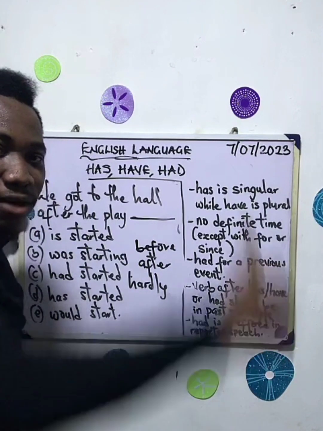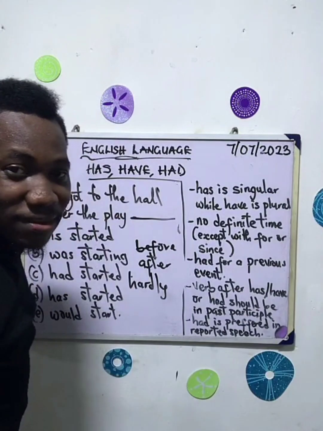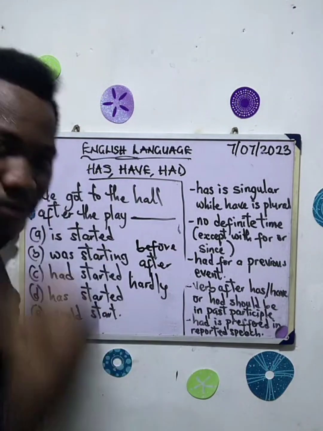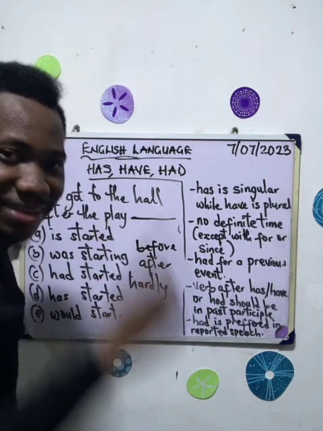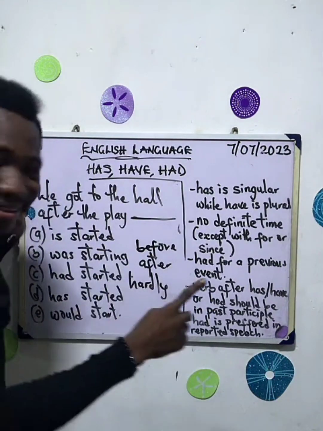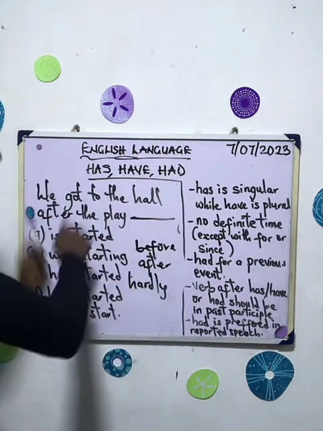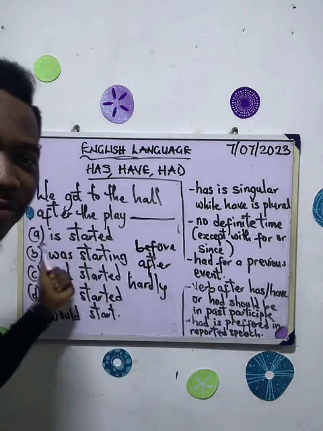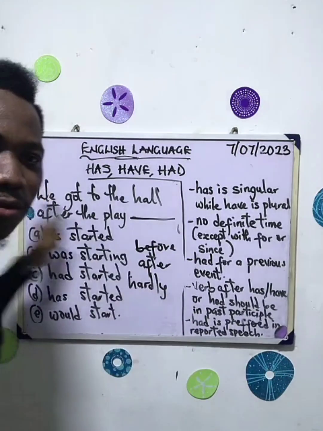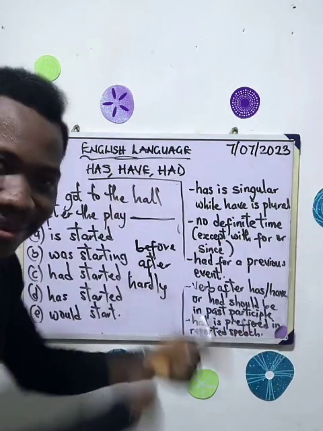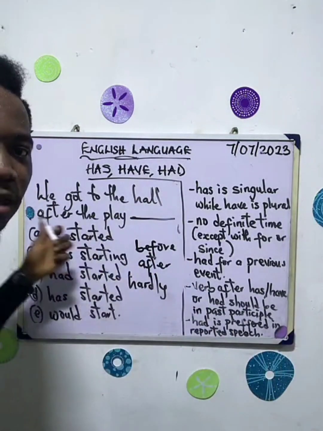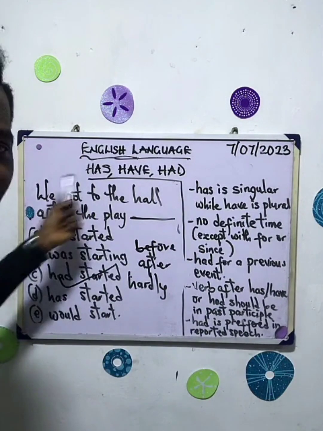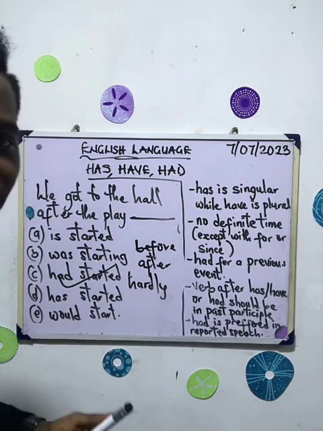So I had gotten home before the rain started. After I had gotten home, the rain started. Whatever way you want to say it, had. We got to the hall after the play had started. Another way we can rephrase this, you say the play had started before we got to the hall. So that would be the answer, C. We got to the hall after the play had started.